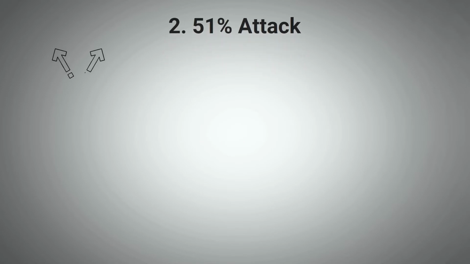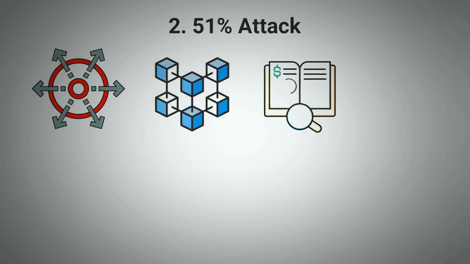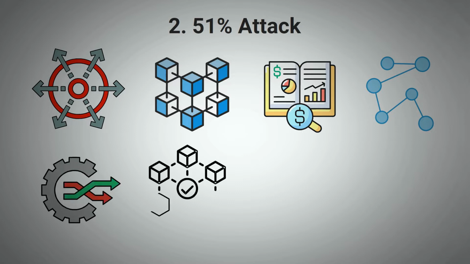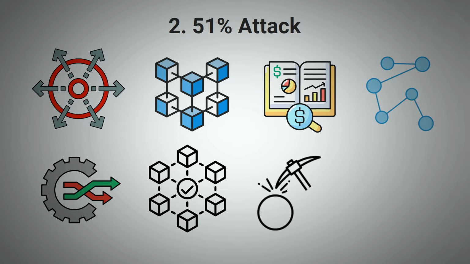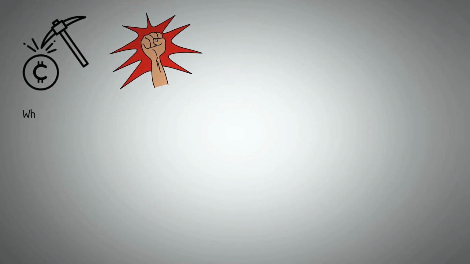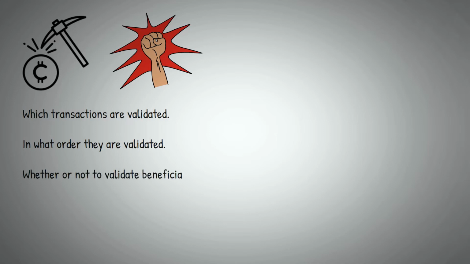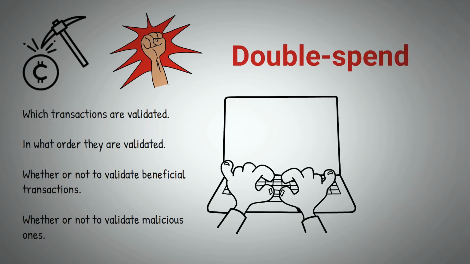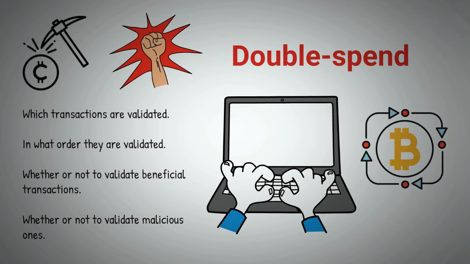Number 2, 51% attack. In order to maintain their decentralized nature, blockchains use a public ledger on which several nodes, computers, can mine Bitcoin and make changes to the consensus protocol if a majority of nodes approve. A 51% attack occurs when a single miner or a small group of miners control a majority of the network's computing power, giving them the ability to decide which transactions are validated, in what order they're validated, whether or not to validate beneficial transactions, and whether or not to validate malicious ones. Double spend, where an attacker spends more tokens than they actually possess, can be the result of a malicious transaction.